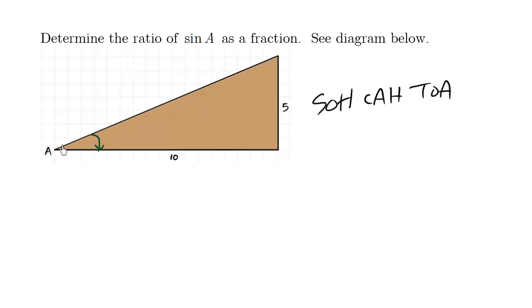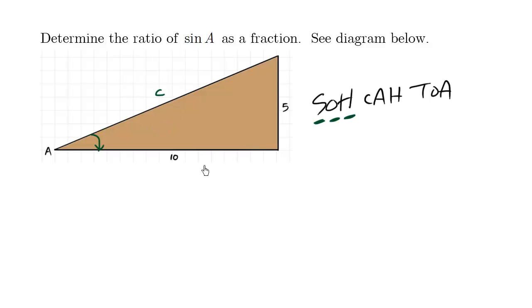Sine of A, this angle, we can call this sine theta or sine x here, is equal to, the sine of an angle is equal to the opposite over the hypotenuse. So what we need here is the hypotenuse. We need the c value here.